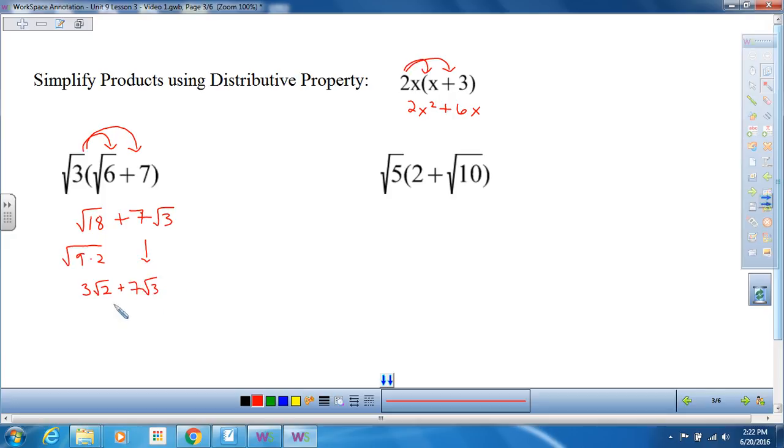The final thing you'd want to see is if you have like radicals. If you have like radicals, you could combine. But square root of 2 and square root of 3 are not the same. So this is as far as I can go. Okay, let's look at the next one.